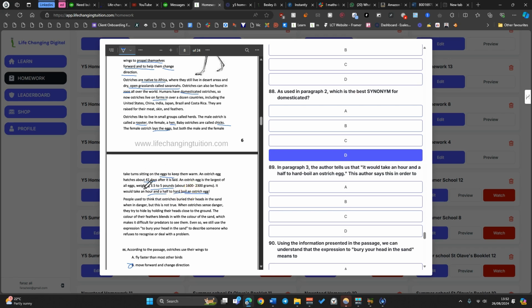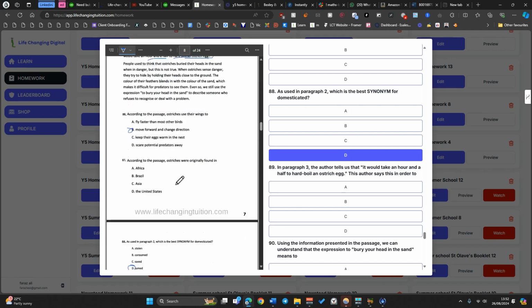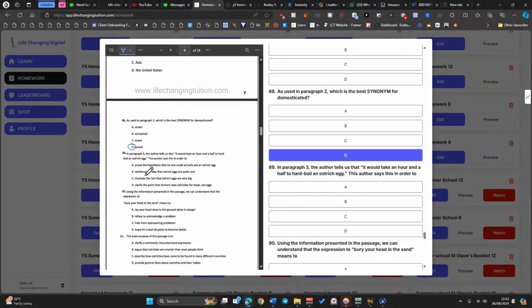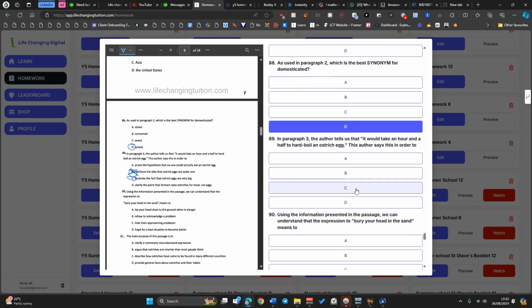So first of all, it's talking about how heavy they are and how they're the largest eggs of all eggs. And then it seems to put in this extra clause where it's explaining that it would take really, really long to hard boil the eggs. So why are they doing that? It's probably to reinforce the idea that not that they're rare, but that they're very big, to illustrate the fact that the ostrich eggs are very big. So that would be C.